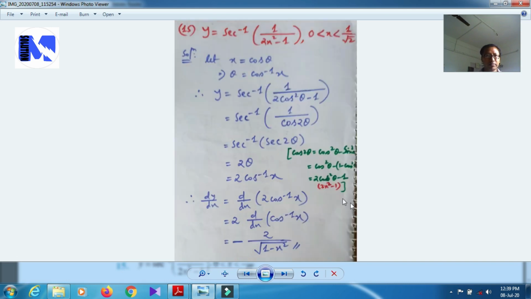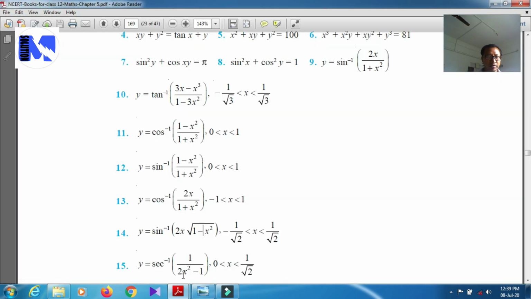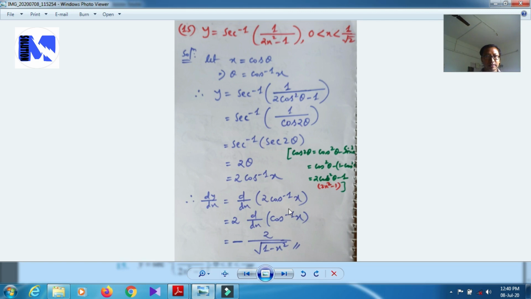Okay, question number 15, you see, it is y equal to sec inverse of 1 by 2x square minus 1. We have to think for x. Which one are we going to take? Sin theta, cos theta, tan theta, which one are we going to take? Which will give us a simpler form for this function? So that we have to think of. Okay, so let us see.